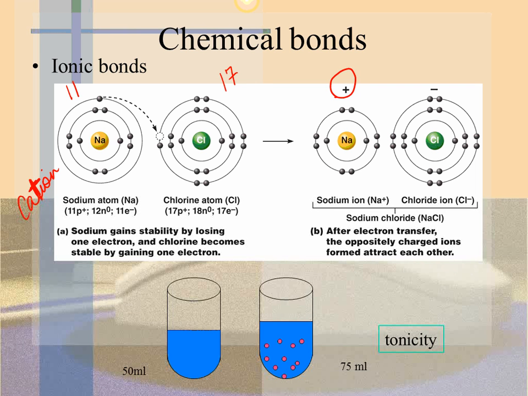Because remember, the total number of protons and electrons to begin with are always the same, right? Now, if it gives away that 1 electron, it will have fewer electrons, right? The protons will be more, so it will be positively charged. Chloride, which receives that extra electron, has now a greater negative charge, so it is negatively charged and it's known as an anion.